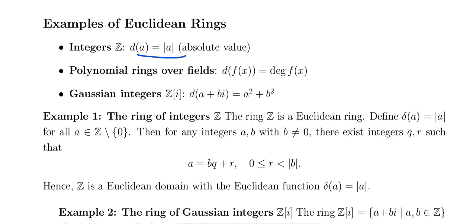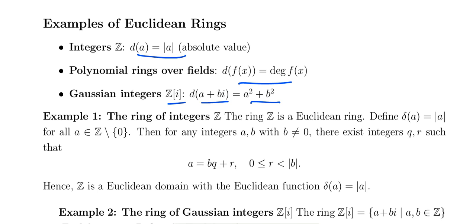Another example, polynomial rings over a field, where d of f of x equal to the degree of f of x, we define like that. And the Gaussian integers Z of i, d of a plus ib equal to a square plus b square. These are examples for the Euclidean ring.